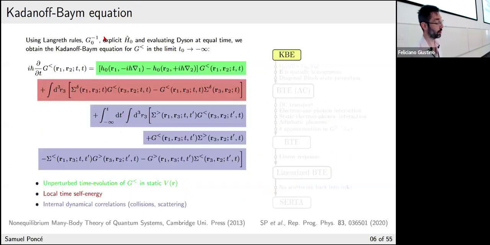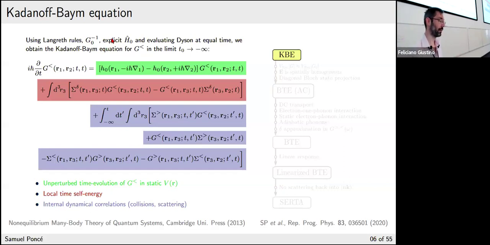And so then what we can do is we can use Langreth rules. We can give an explicit form for a non-interacting Hamiltonian. And we can also evaluate our Dyson equation at equal time, because remember, what we care about is the current density at a given time. So we want to evaluate this at equal time.